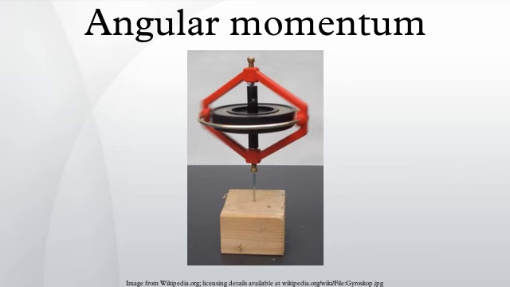For a rigid body rotating around an axis of symmetry, the angular momentum can be expressed as the product of the body's moment of inertia, I, and its angular velocity, ω. In this way, angular momentum is sometimes described as the rotational analog of linear momentum.